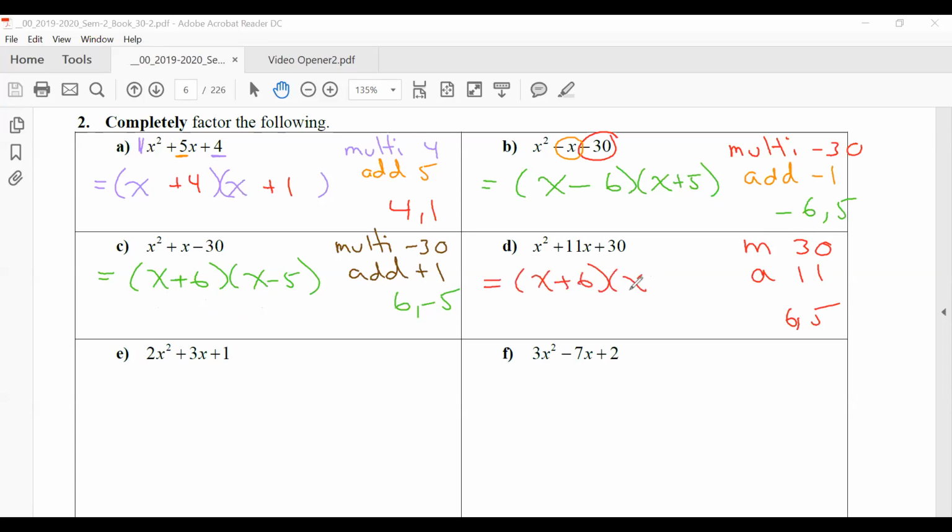Notice I've got an equal sign going down the left-hand side because these are equal to each other. We're not changing what it's equal to, we're changing how it looks. Okay, those are simple trinomials.